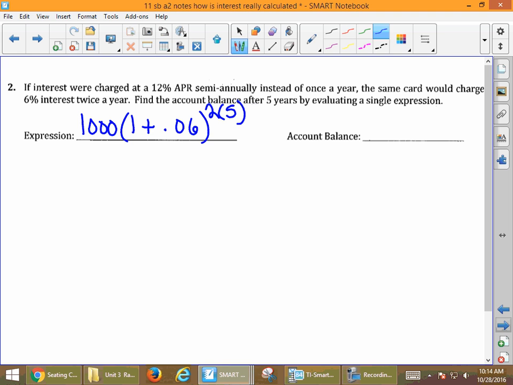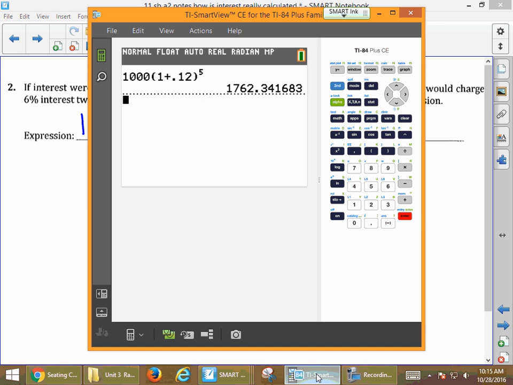And if we go back then and we type this into our calculator, we've got 1,000 times 1 plus 0.06, close the parentheses, to the 2 times 5, and we get 1790.85.